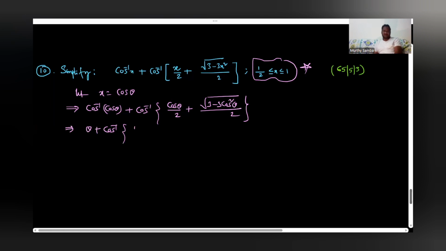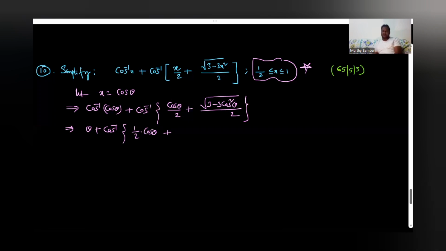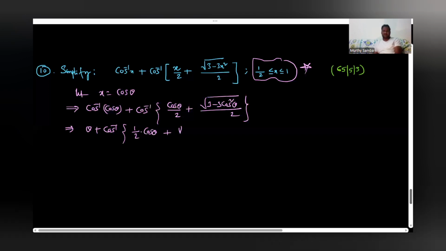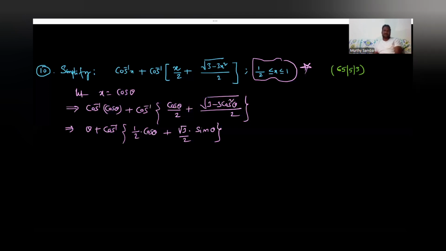plus cos inverse of, now see here, it is 1 by 2 into cos theta plus, you know this, root over 3 minus, you can take 3 common out inside. 3 into 1 minus cos square theta is sin square theta. So 3 sin square theta inside the square root. It means root 3 into sin theta divided by 2. Now here you have to get some proper idea. How do you express this 1 by 2 cos theta plus root 3 by 2 sin theta? You can write this 1 by 2 as cos of something, and root 3 by 2 as sine of the same angle.